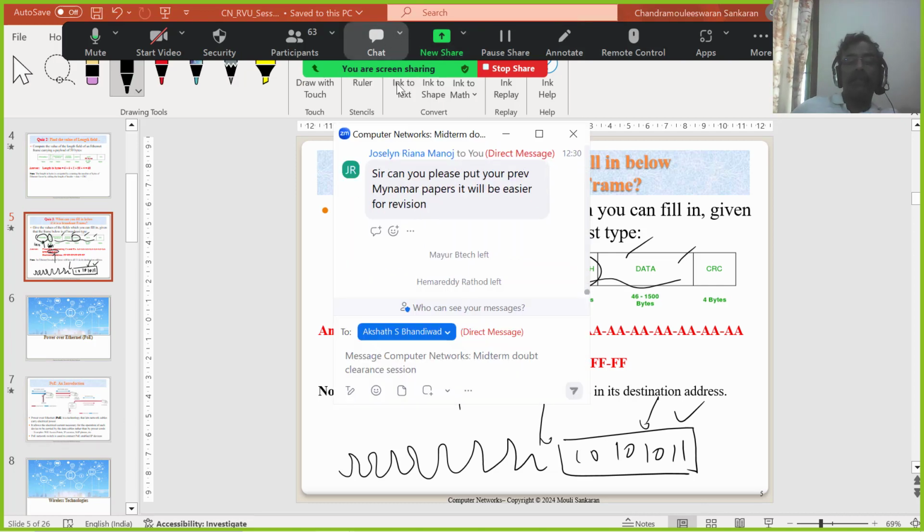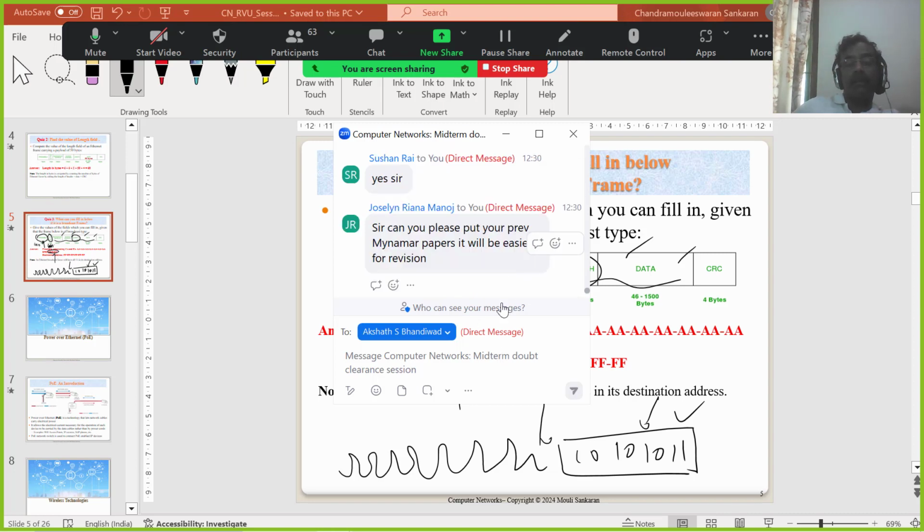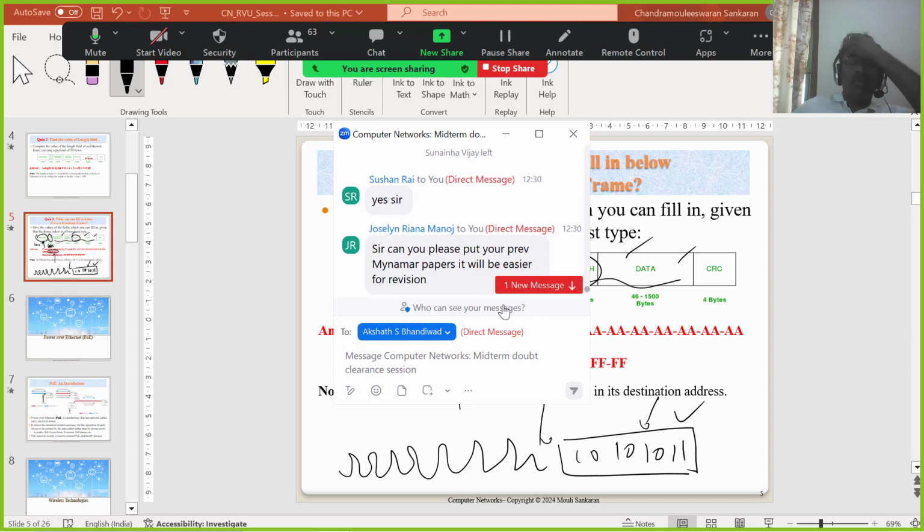What all part of the field is in length. Sir, can you please put your previous Myanmar papers? It will be easier. No, some people are saying that it is too much to go through. They will say that last minute I am sharing, and there will be a lot of complaints coming. Okay, because you don't know what to look for.